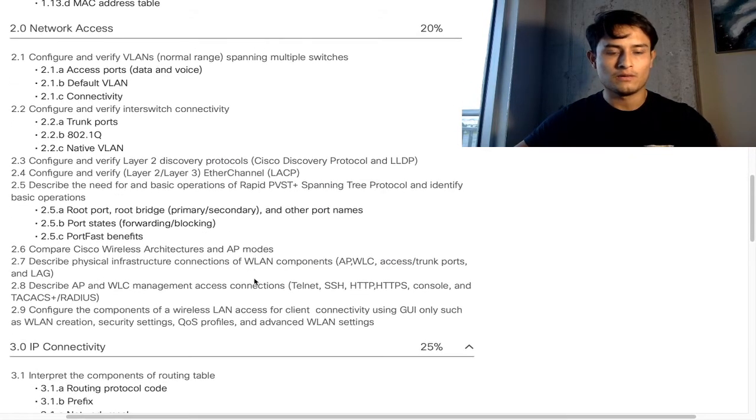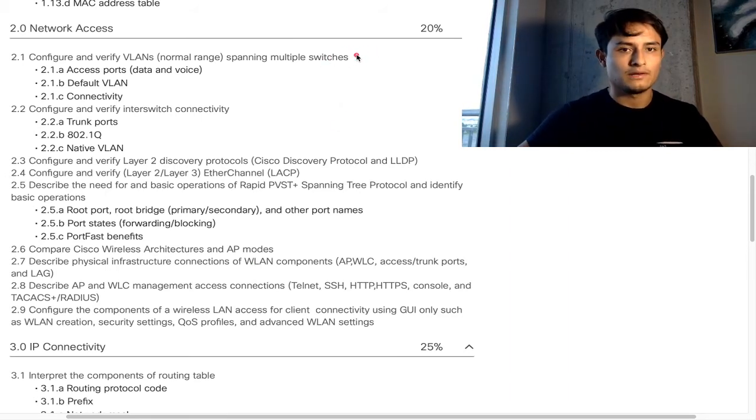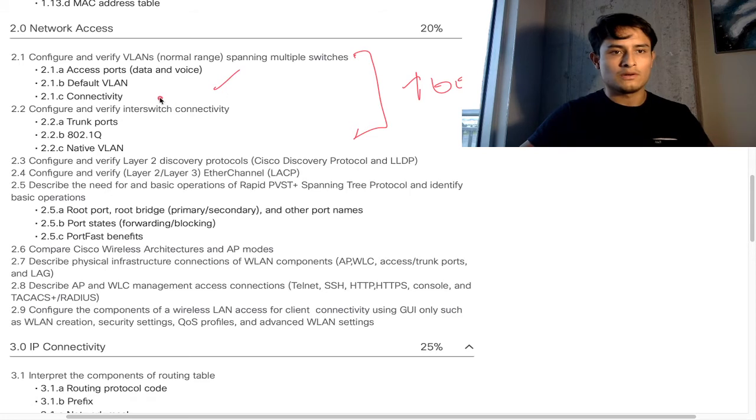Moving on. I think I'm taking too much time, because we're at 16 already. Let me go a little bit faster. Verify VLANs. So yeah, you need to know VLANs for sure, 100%. You need to know how to configure them. You need to know what a default VLAN is. You need to know trunk ports and VLANs, 100%.